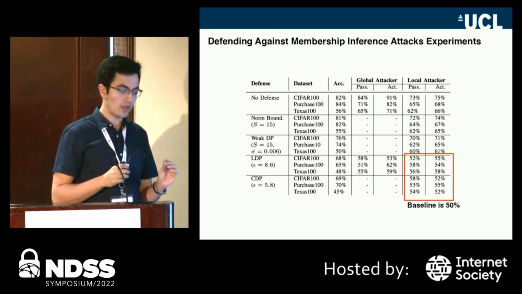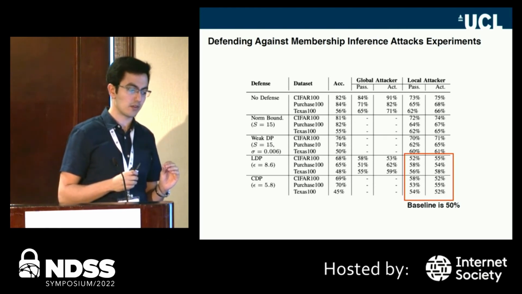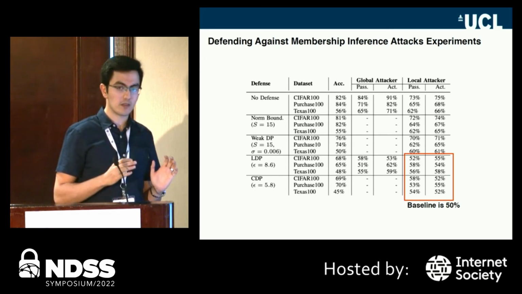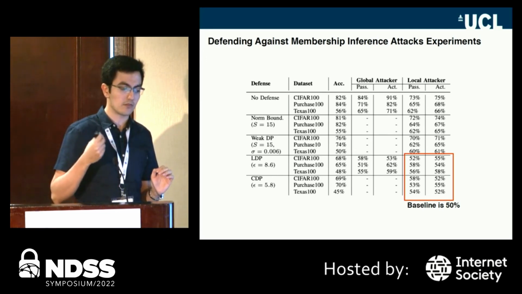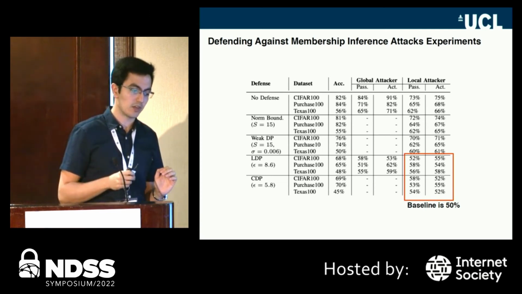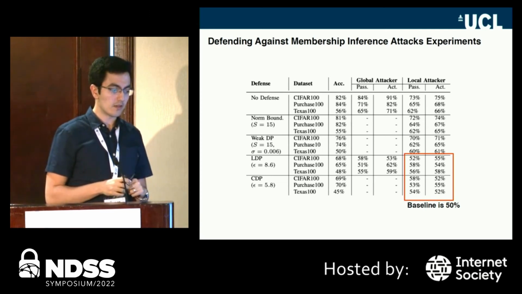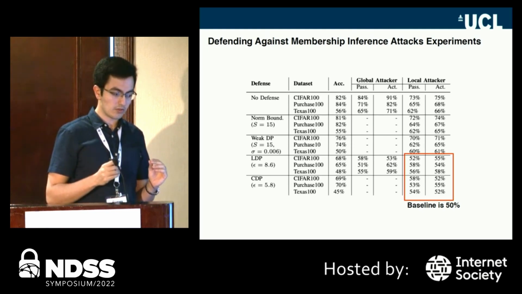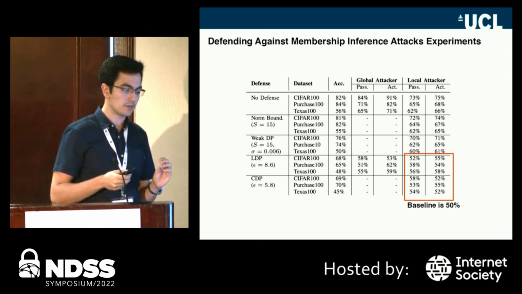Norm bounding and weak DP actually didn't defend against the membership inference attack here. But LDP and CDP defend against the attack, where the baseline is 50%. You just guess whether that data point is in the training dataset or not. And also, the model was not destroyed, so the model converged. However, the utility was decreased.